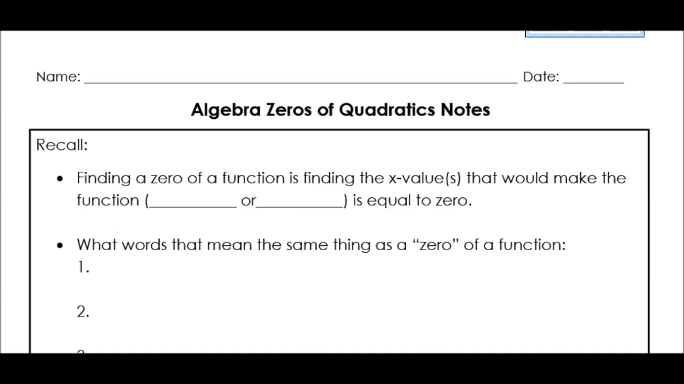There's a few different ways we can say this, but they all mean the same thing. They're all looking for x values that make the y value or the function equal to 0. We're always looking for the x values that make a y, or another way to say that is f of x, makes the function equal to 0.